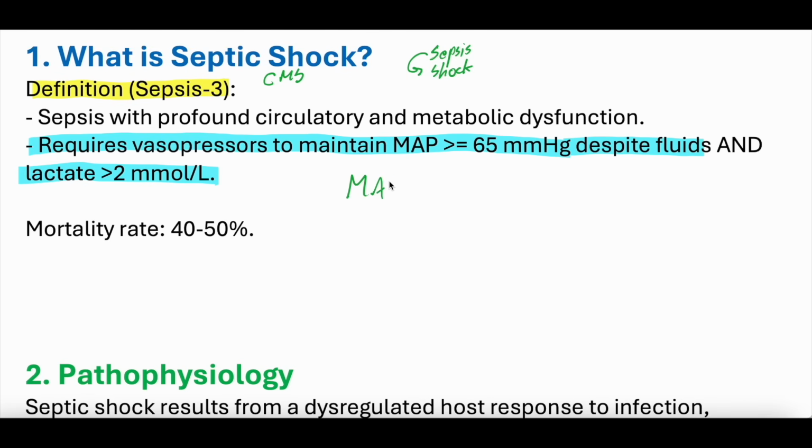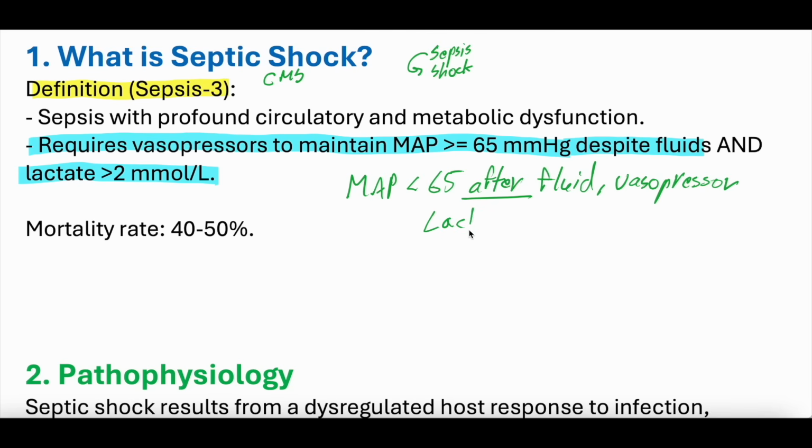So you need to have a MAP, a mean arterial pressure, of less than 65 millimeters of mercury after fluid. So it can't be that they came in with a MAP of 60, but then you gave them a liter of fluid and their MAP normalized. This has to be a MAP of less than 65 after fluid resuscitation, okay? And you need to require vasopressors to maintain that MAP. So this can't be someone with, quote unquote, chronic hypotension or someone who is not requiring vasopressors. Their definition is MAP of less than 65, requiring vasopressors after fluid resuscitation.